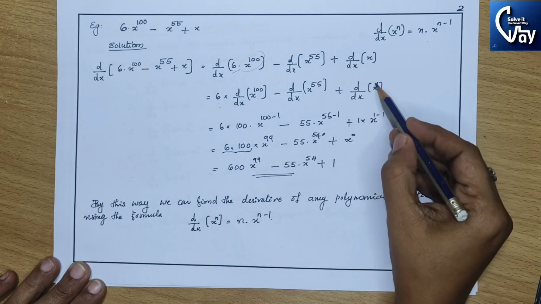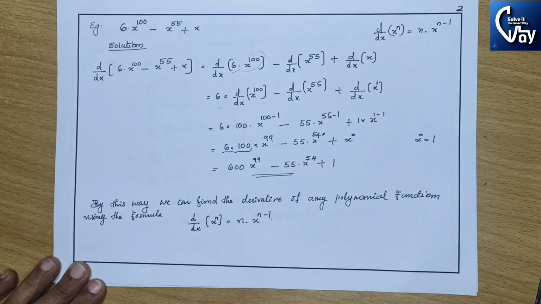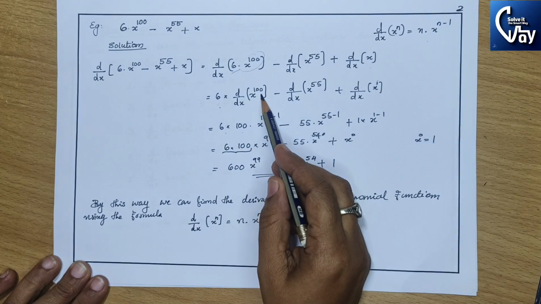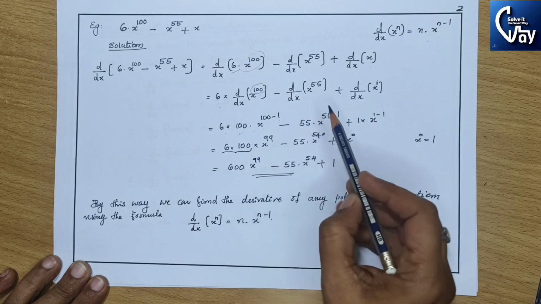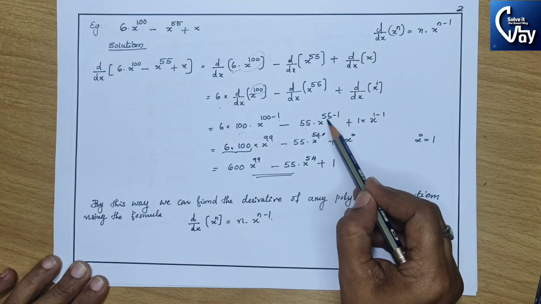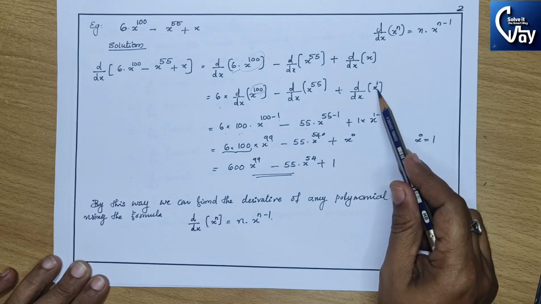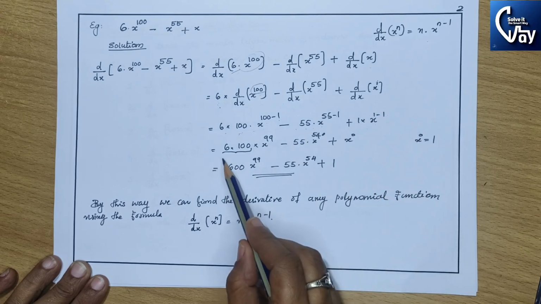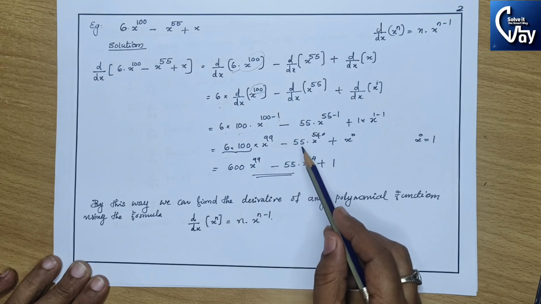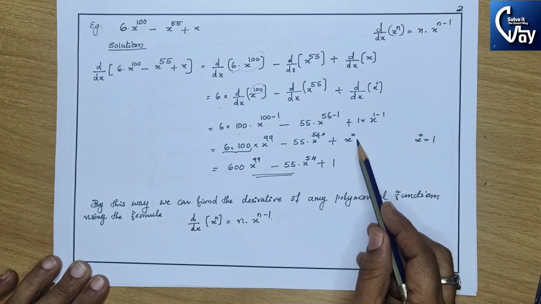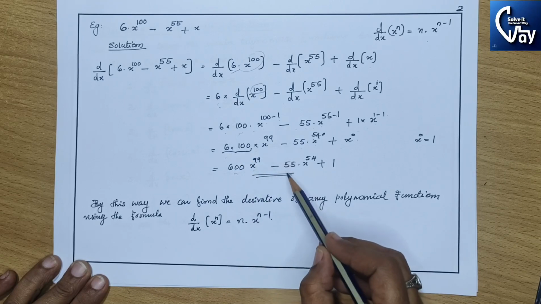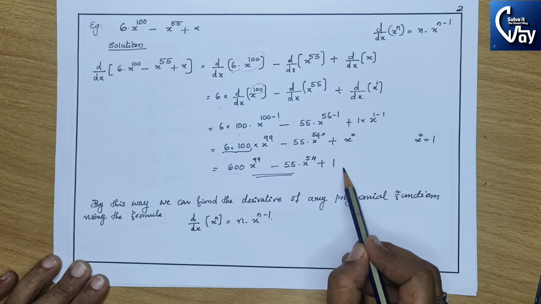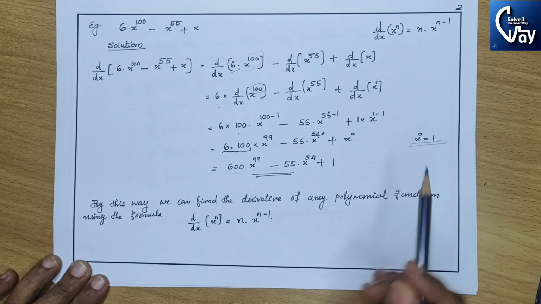d by dx of x is the same as d by dx of x raised to 1. So 6 into, what is the equation for finding the derivative? n x raised to n minus 1. So here n is 100, so 100 into x raised to 100 minus 1. Similarly, 55 into x raised to 55 minus 1 plus 1 into x raised to 1 minus 1. So 6 into 100 into x raised to 99 minus 55 into x raised to 54 plus x raised to 0. 6 into 100 is 600. So 600 x raised to 99 minus 55 x raised to 54 plus 1. We know that x raised to 0 is 1.